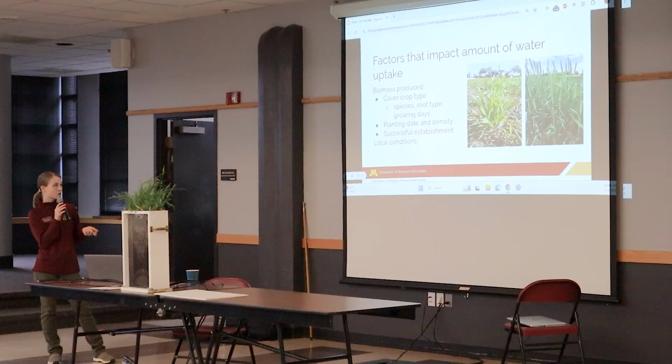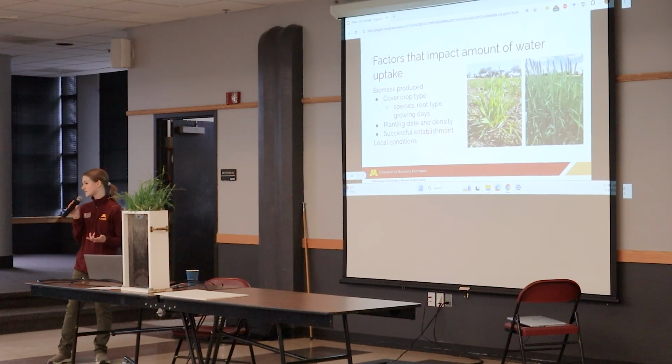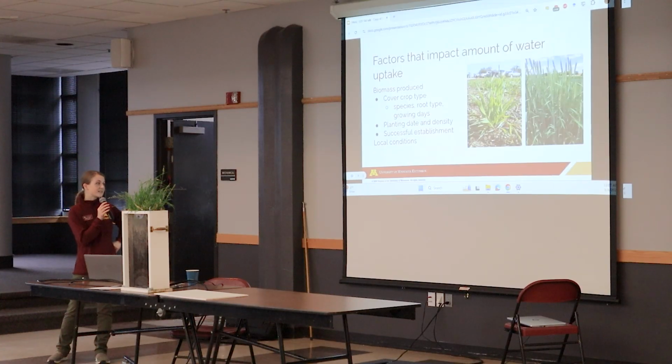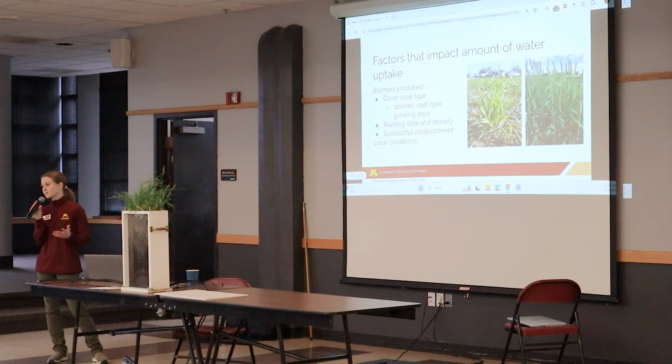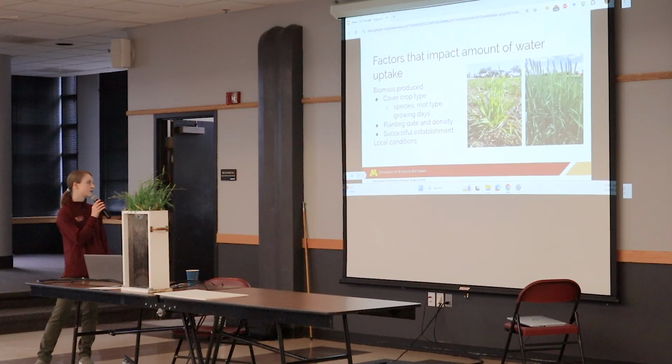But then also the growing degree days. And this has a lot to do with when you actually get it planted, whether you're going to be interseeding it or planting it after corn grain harvest. You're going to have a completely different number of growing degree days, which will impact how much growth you actually get, and the density, and also successful establishment. If you put the seed out, but we don't get enough rain, or we don't have good seed-to-soil contact, we aren't really going to get that cover crop taking off or getting any growth. So we're not going to see a reduction in soil moisture. So local conditions do play a huge role.